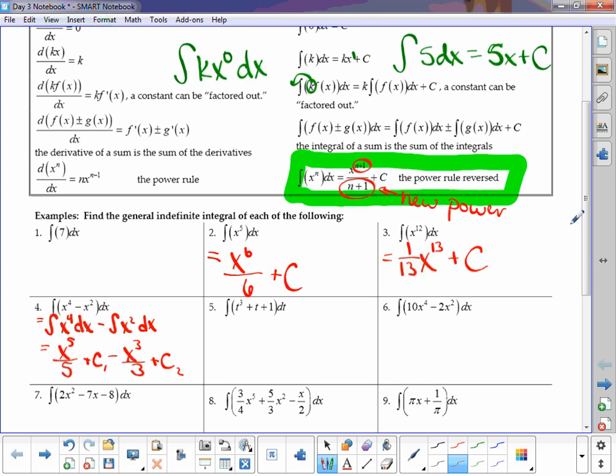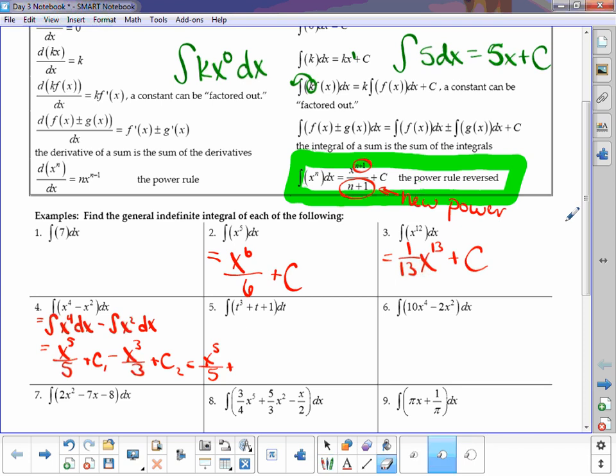What is a constant plus a constant? It's just some constant. What's a constant plus a negative constant? A different constant. Might be positive, might be negative, might be 0, 0 is still a constant. So it's not really necessary for us to write each individual constant. We would go ahead and just simply write x to the 5th over 5 plus x.